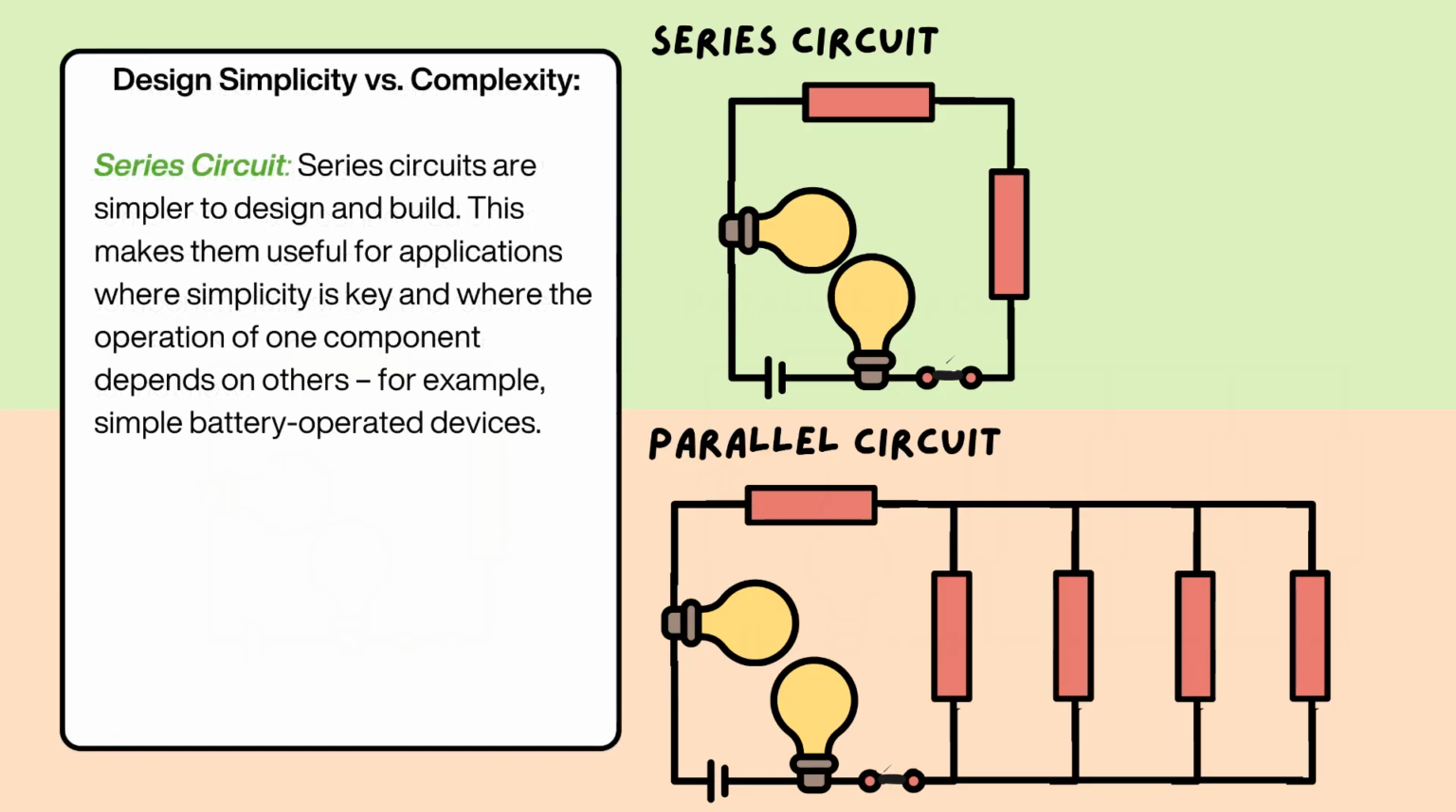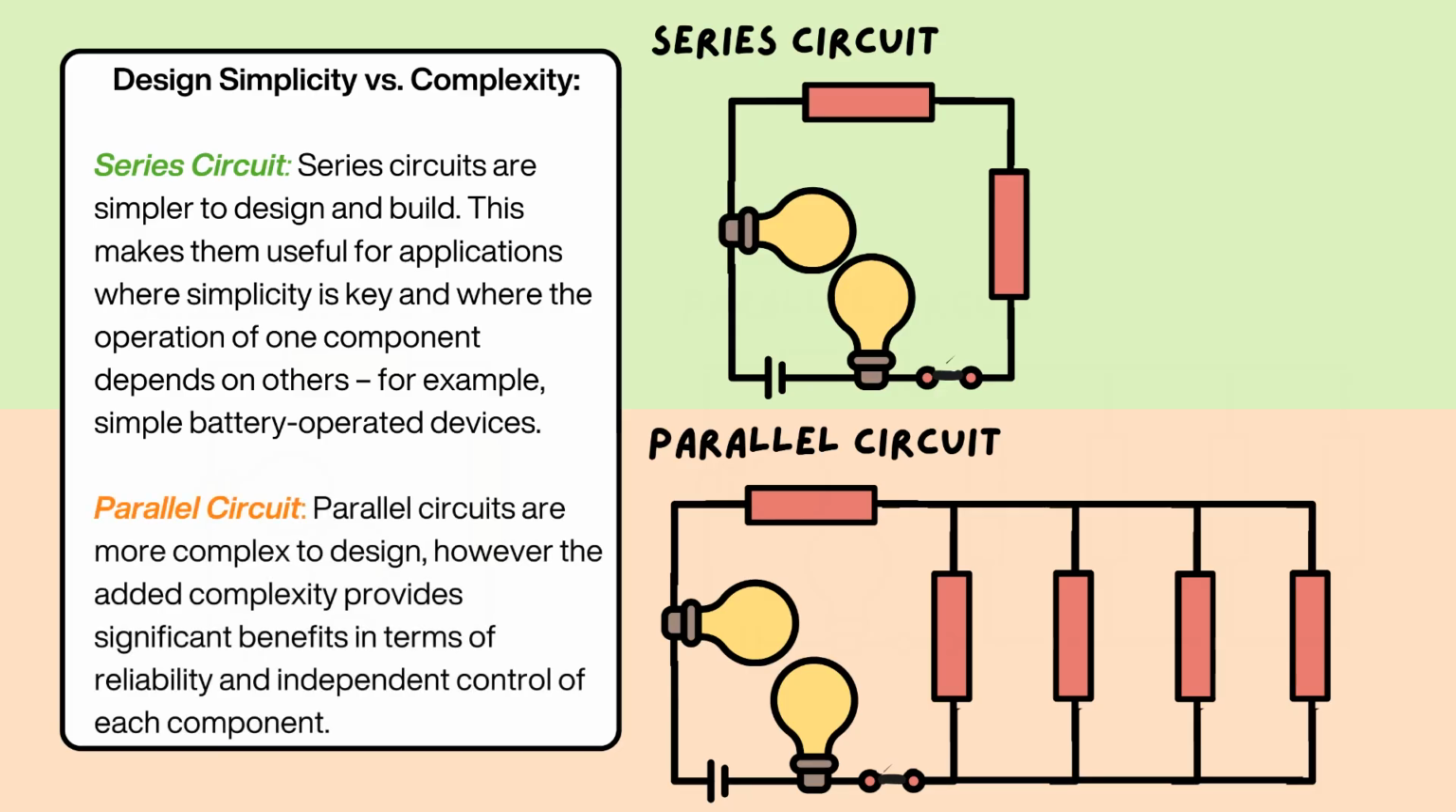Next, let's observe the balance between design simplicity and complexity. Series circuits are simpler to design and build. Since there's only one pathway for the current, you don't have to worry about creating multiple connections. This makes them useful for applications where simplicity is key and where the operation of one component depends on others, for example, simple battery-operated devices. Parallel circuits are more complex to design than series circuits because they involve creating multiple branches or pathways for current to flow. However, the added complexity provides significant benefits in terms of reliability and independent control of each component.